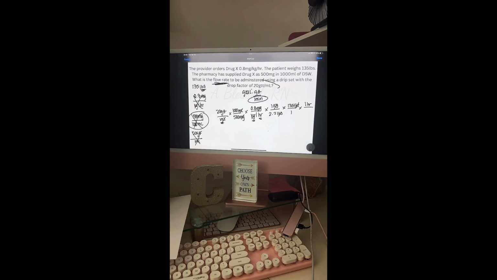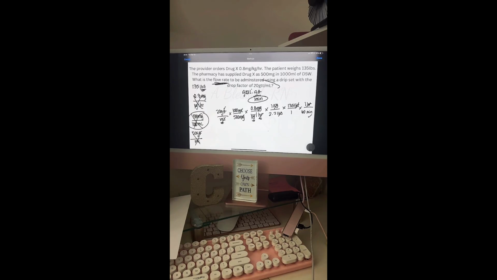Okay, 1 hour equals 60 minutes. Now, everything is gone except for drops on the top, boom, and minutes on the bottom. So you see your puzzle is complete, and now you can do the math, okay? So I'm going to do the calculator trick. I'm going to talk you through it.